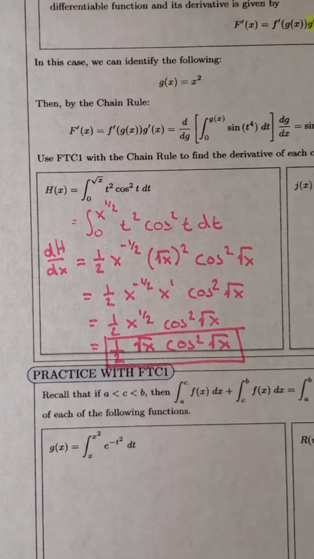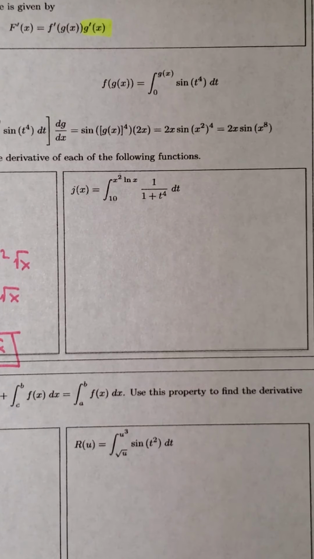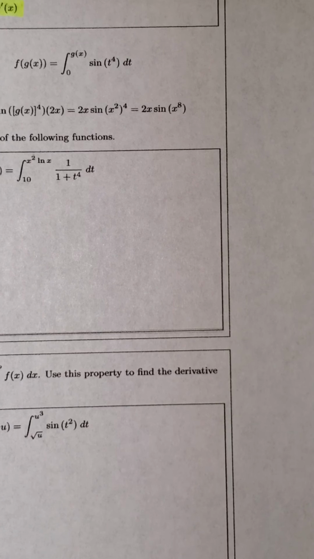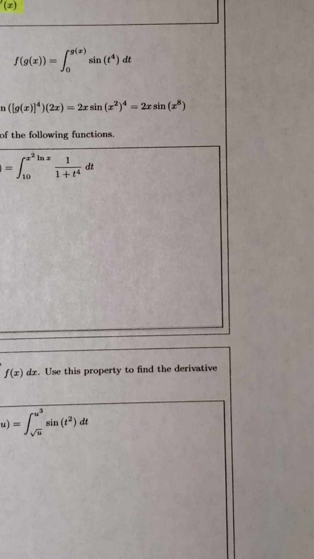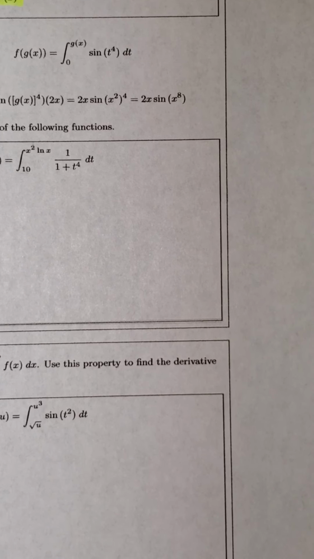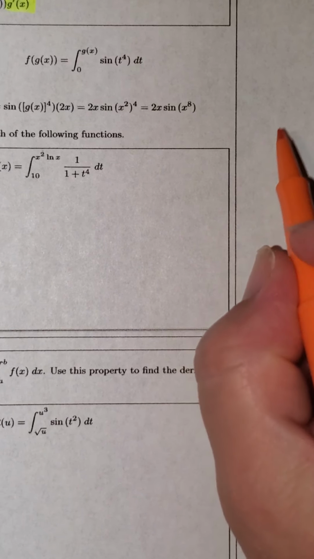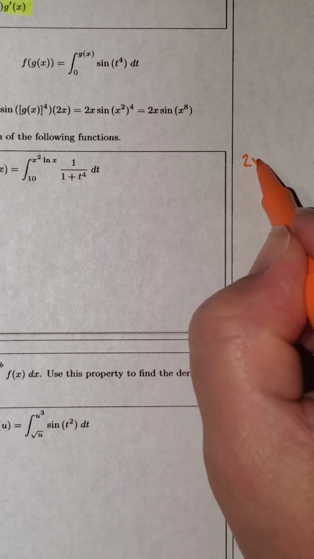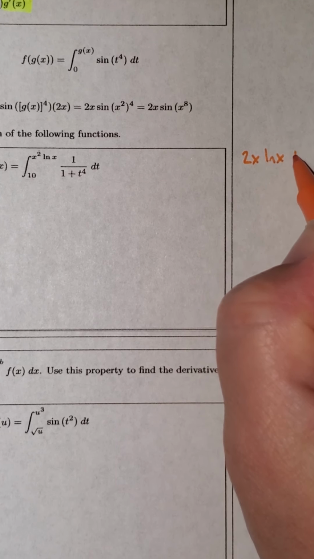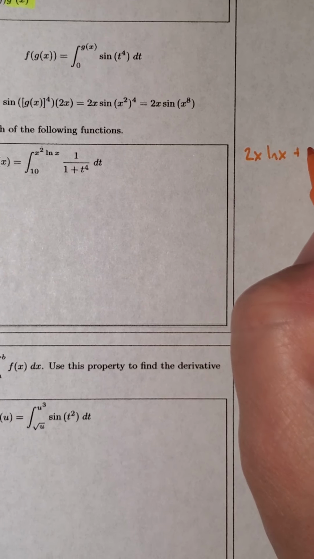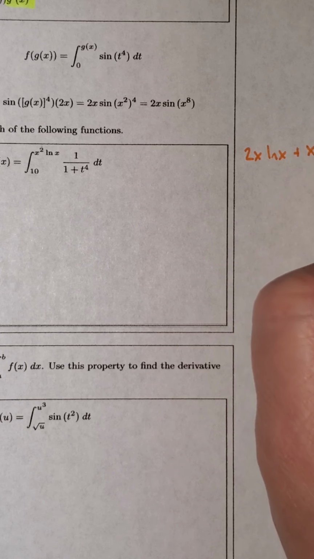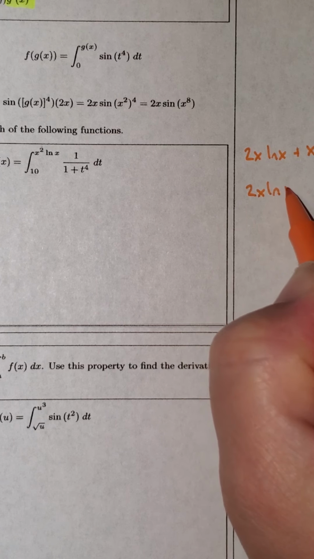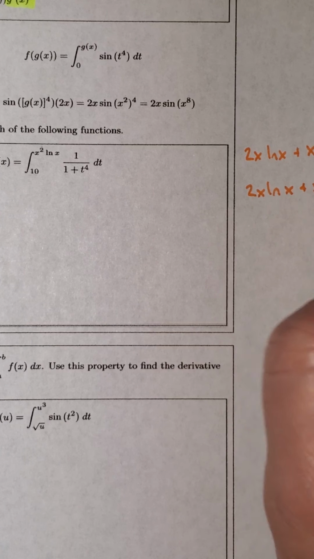Alright, the next one, I'm going to go to the side real quick. Because you've got x squared natural log of x. That's a little bit more complicated. That's going to require a little bit of chain rule, actually, or product rule. So x squared natural log of x, that would be 2x natural log of x plus x squared, and then the derivative of natural log of x is 1 over x. So that actually would just be x. So 2x natural log of x plus x.